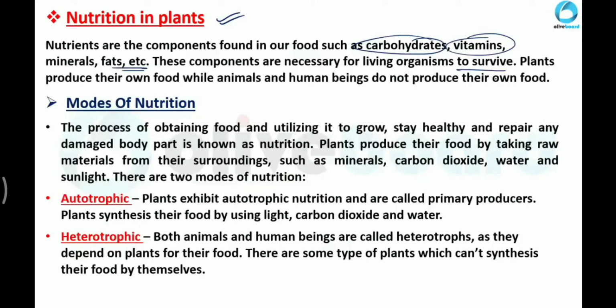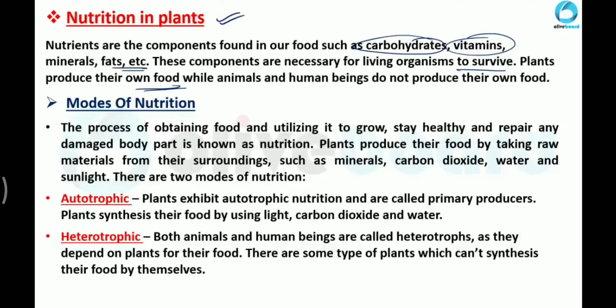Plants are self dependent. Plants produce their own food, while animals and human beings do not produce their own food. But some plants are not self sufficient, like pitcher plants. They trap insects and use those insects as their food material. So there are still a few kinds of plants which are not self sufficient.